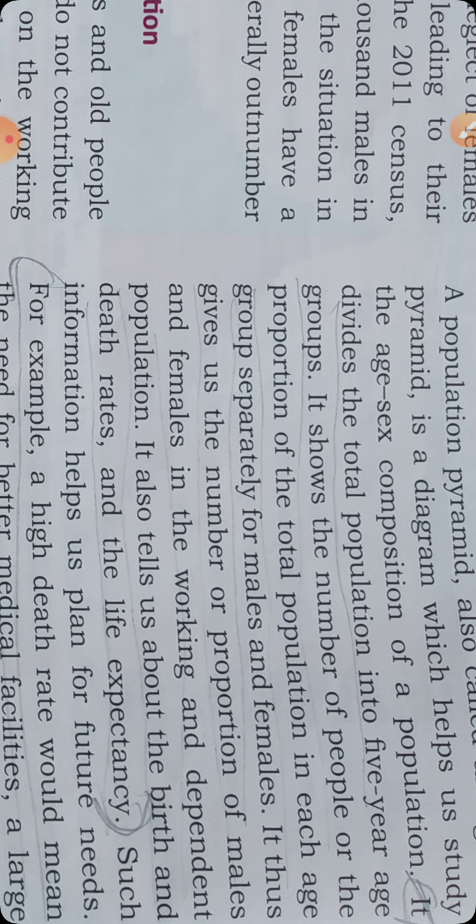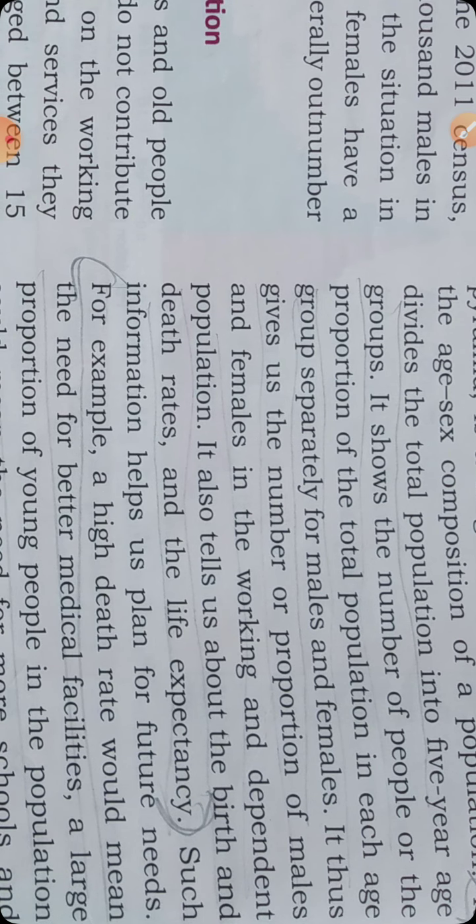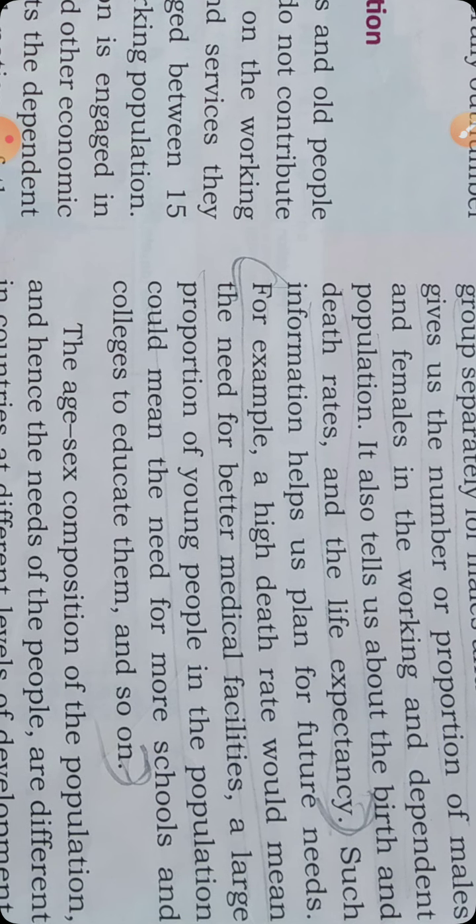It shows the number of people or the proportion of the total population in each age group separately for males and females. It thus gives us the proportion of males and females in the working and dependent population. It also tells us about the birth and death rates and the life expectancy. Such information helps us to plan future needs. For example, a high death rate would mean the need for better medical facilities. A large proportion of young people in the population could mean the need for more schools and colleges to educate them, and so on.